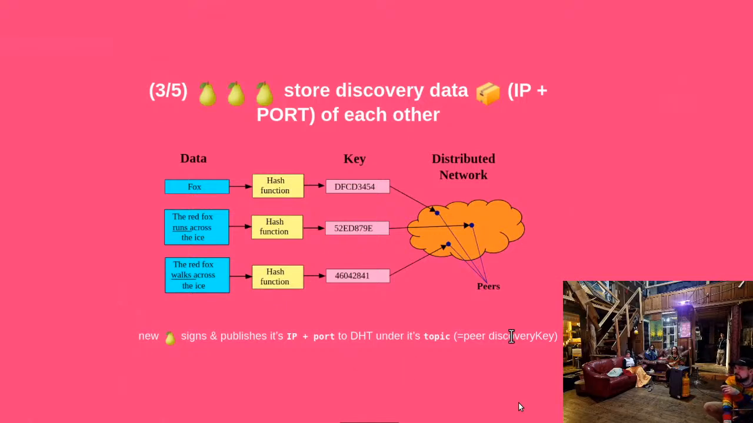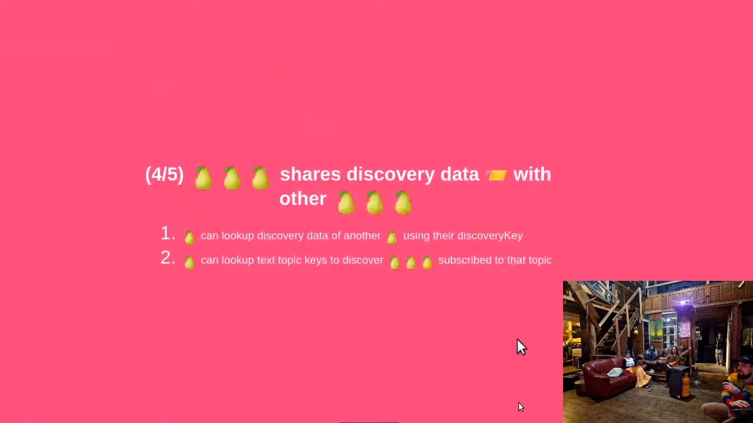And you store the data under the peer discovery key, which is the hash of the public key. So then other peers can look up the discovery data, which is IP and ports, based on the public key of peers.